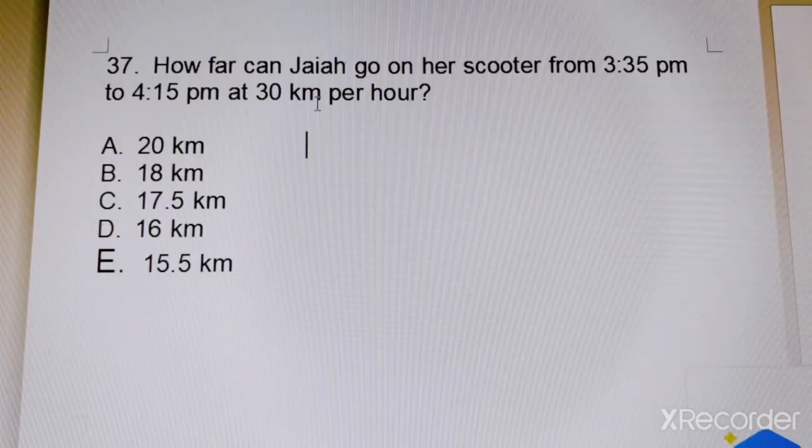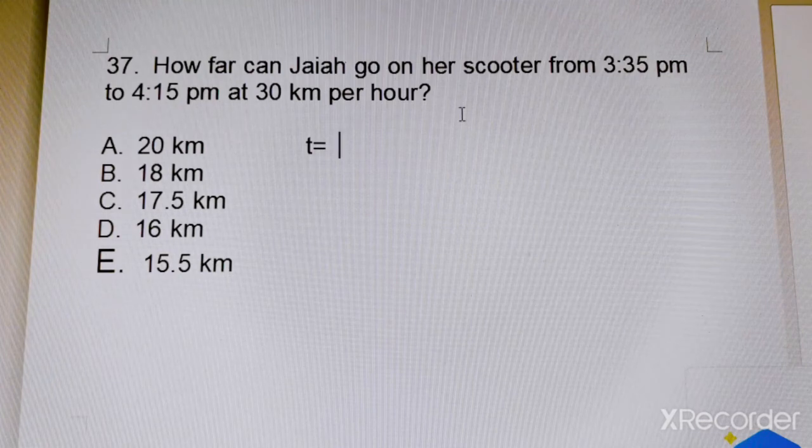37. How far can Jaya go on her scooter from 3:35 p.m. to 4:15 p.m. at 30 kilometers per hour? Okay, in the problem, what is required is the distance of how far Jaya can go on her scooter from 3:35 p.m. to 4:15 p.m. So our time is given and also the speed is given at 30 km per hour. So time here is 3:35 to 4:15, that's 40 minutes.